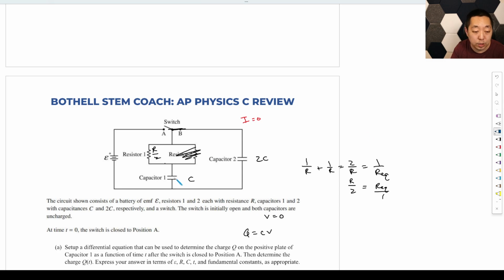So if you look at the voltage drop to find the charge, right, you're going to have a voltage here, you're going to have a drop here, and a drop here. The drop here is 0 volts because there's no current going through the resistor, right?